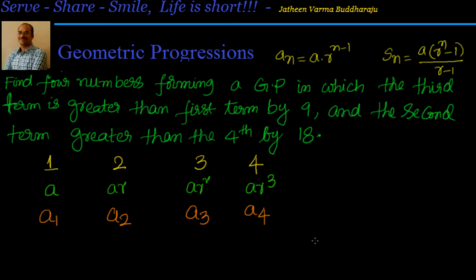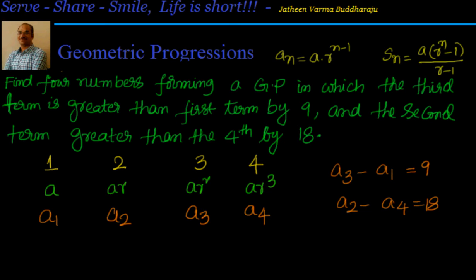Now what is given to us? A3 is greater than A1 by 9. So I know A3 minus A1 is equal to 9. I also know the second term is greater than the fourth by 18. That means A2 minus A4 equal to 18.